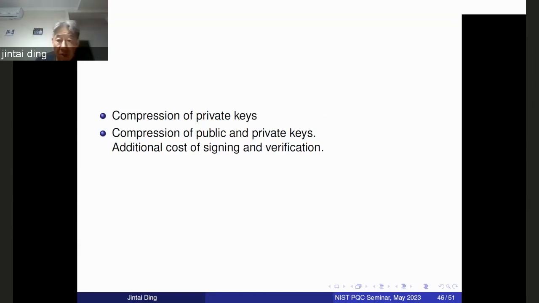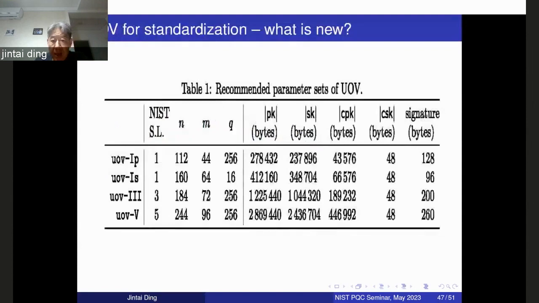So for the UOV submission, we have this normal version, and then we have two different versions which are related to compression of the keys, the compressed version. These are the parameters we propose to choose. We have UOV-Ip, UOV-Is, UOV-III, and UOV-V. The first two correspond to level 1 security, and then level 3 and level 5. Here I will talk about the level 1 case.